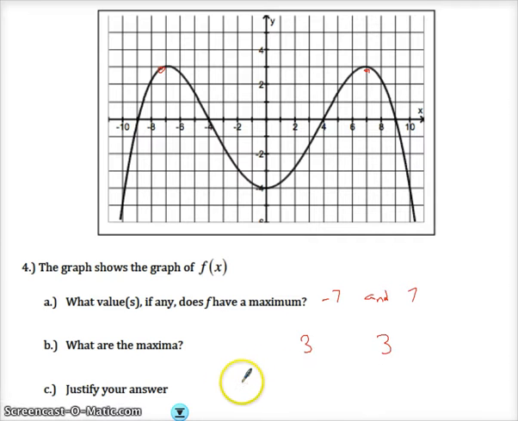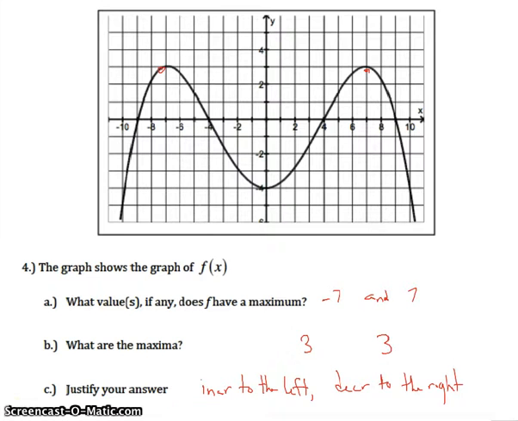Justify your answer? Well, it's increasing before. It's the argument of increasing to the left and decreasing to the right of each of those points. That's all you really have to say. Look at the graph, silly.